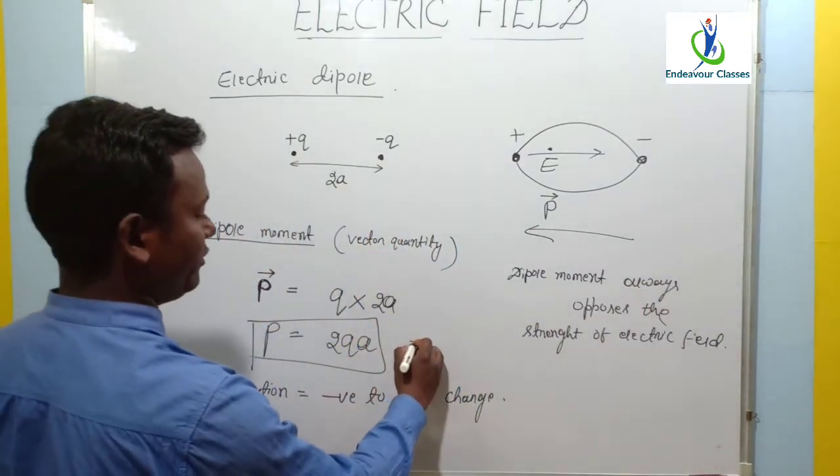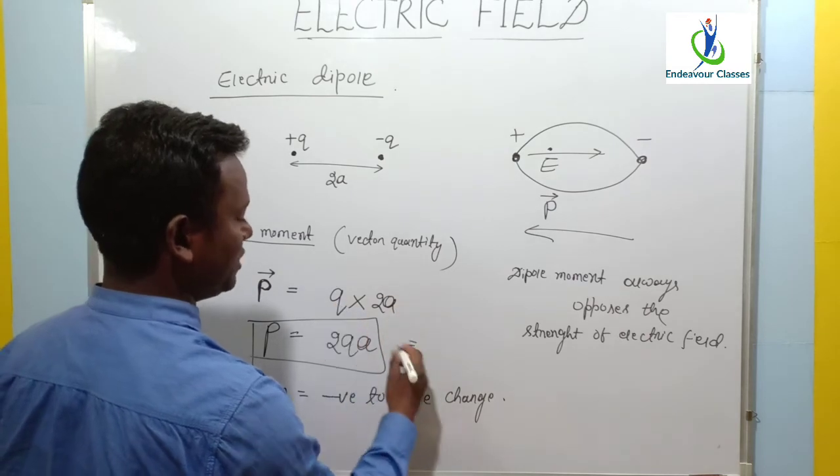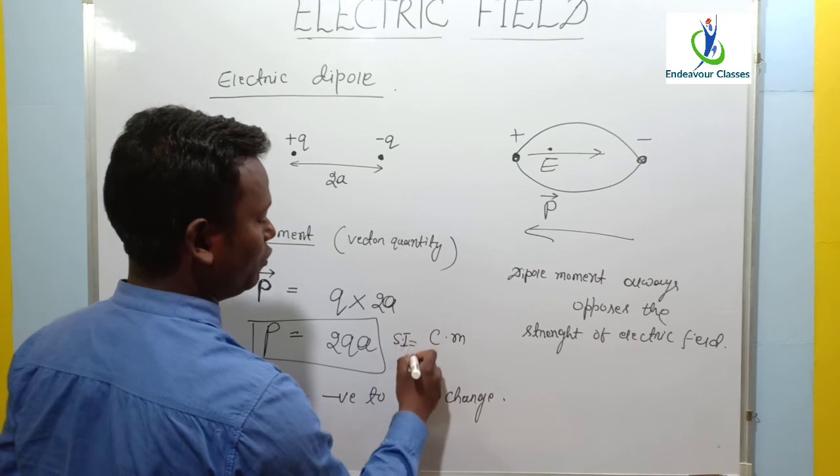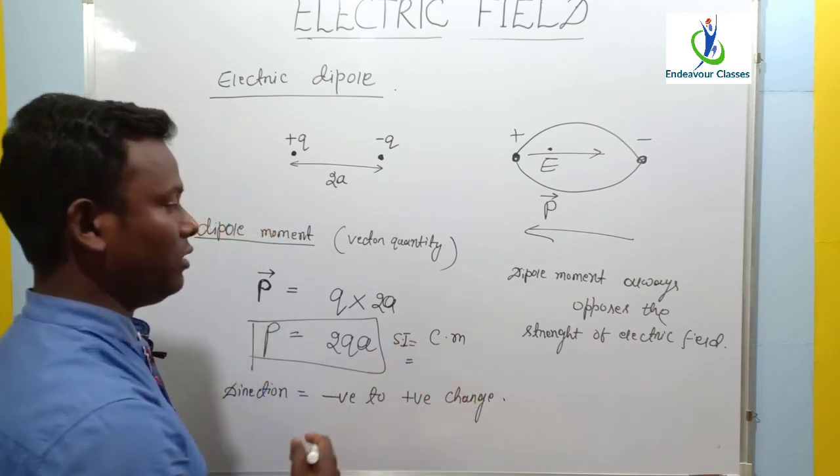So its unit will definitely be charge into distance, so it will be coulomb into meter. The SI unit will be coulomb into meter, otherwise called the debye.